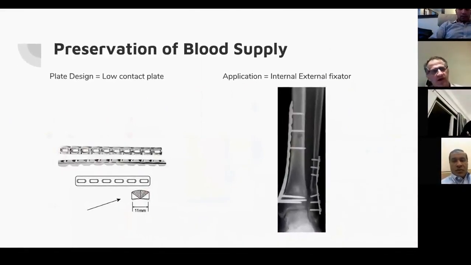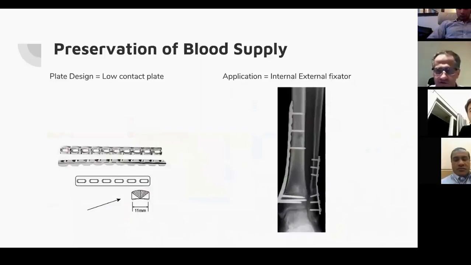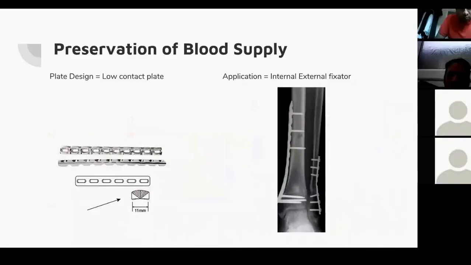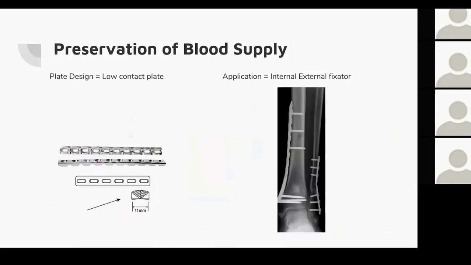Some of the other things we need to consider in our plate design is preservation of blood supply, and that can be a discussion about periosteal blood supply and centrifugal versus centripetal blood flow. You maybe need to talk about when those two change over, both in terms of childhood to adulthood, and vice versa in terms of post-nailing or post-trauma.